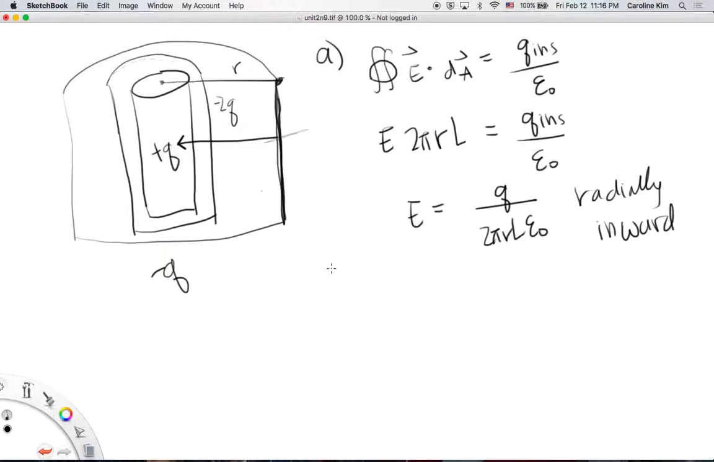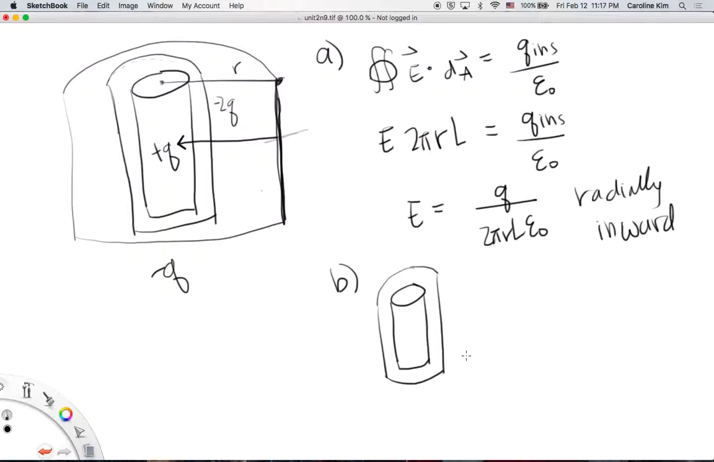Part B says to find the E field at a point in the region between the cylinder and the shell. So the key to solving this part is to ignore the shell completely and to draw a Gaussian surface around just the cylinder. So we're just going to draw an imaginary cylinder outside that cylinder, because the whole point of Gauss's law is to ignore everything outside your Gaussian surface.